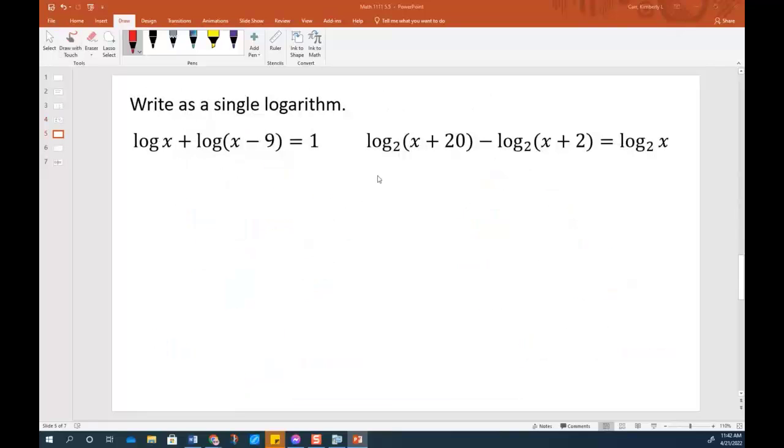Now, if you have more than one logarithm, you're really going to need to combine those. You're going to want to combine them. It's going to make the world better. So write this as a single logarithm. Well, what happens when we write with a single logarithm, as you'll remember from the last section, if it was plus, it becomes multiply. So I will end up with log of x times x minus 9. And that has to equal 1.